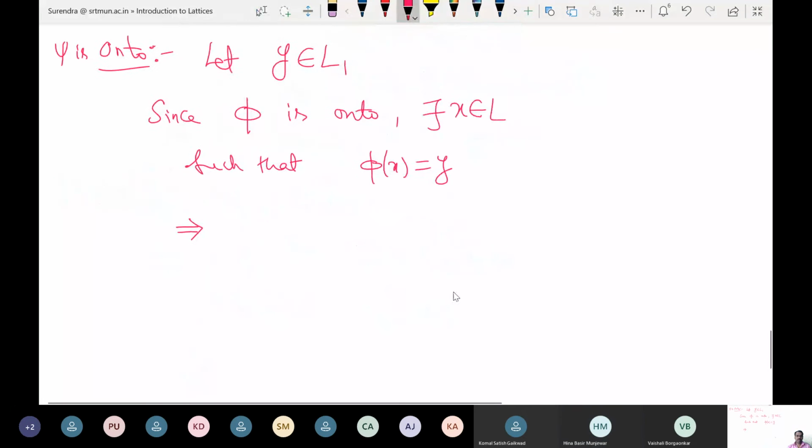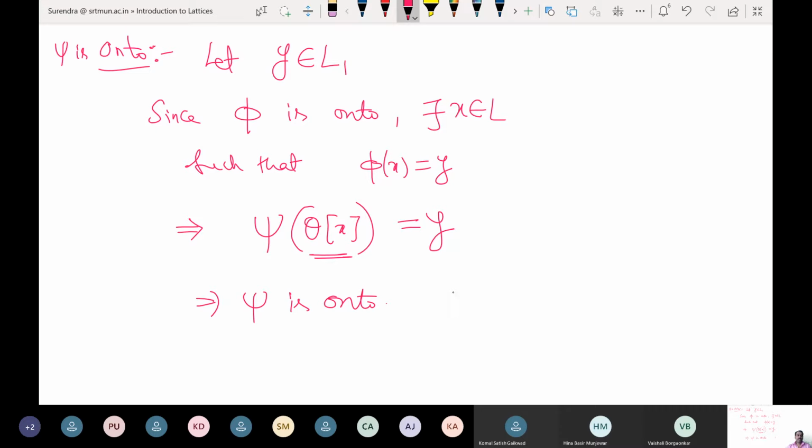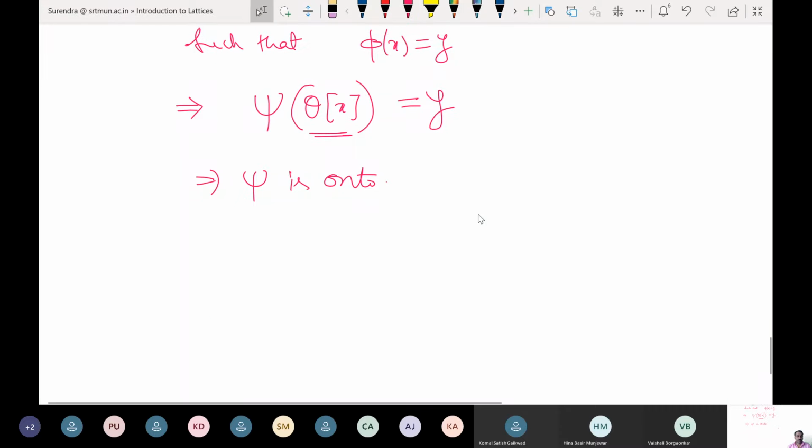theta of psi of x, so therefore psi of theta of x is the same as y. So that shows that psi of this element is y, which implies psi is onto, right? And proving homomorphism is not a difficult one.